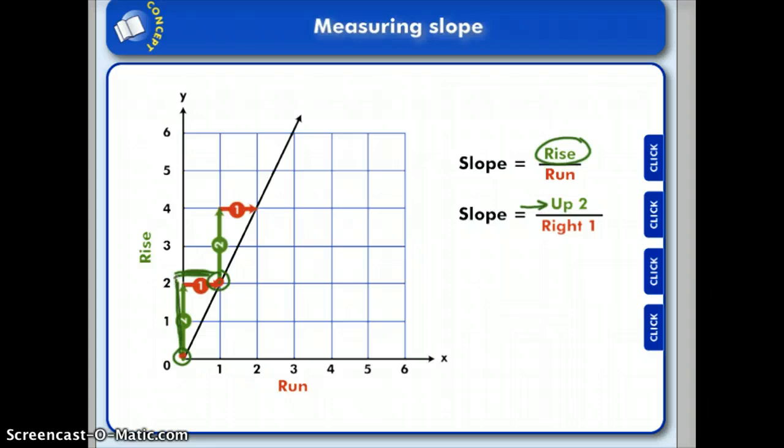A lot of people think rise, you have to get up in the morning before you can run. You can't just run and then jump out of bed. So I always want to do rise first and then the run.